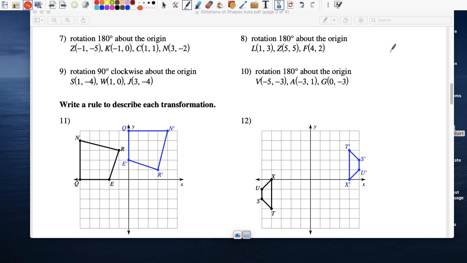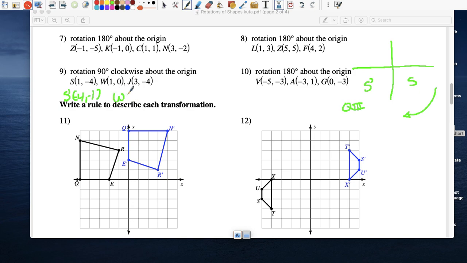Rotation of 90 degrees clockwise. So let's start with that. So S is 1 and -4. 1 and -4 is right here. Right? So if it's going to go clockwise, it's going to go in this direction. And S is going to go, remember, 90-degree rotation means it just goes over 1 quadrant. So S prime is going to be over here. So S prime is going to be the same two numbers, but change the order. And notice that in quadrant 3, both numbers should be negative.